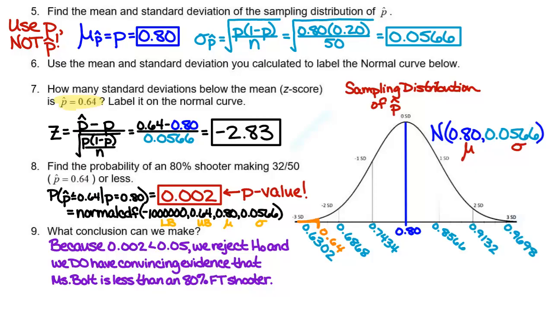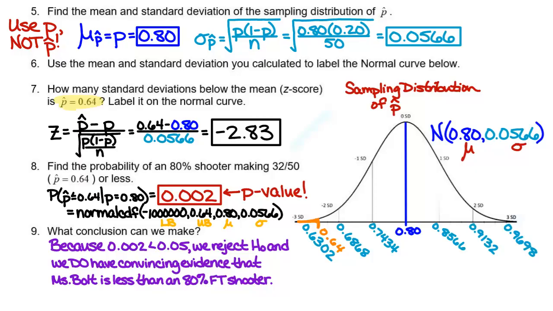Number 10 says, suppose that I really made 36 out of 50, or 72% of the free throws. Calculate and interpret the p-value and make a conclusion. So what would change here if it was really a 72%? Or sorry, if I really shot 72% instead of 64%? Would anything up here change? No, because this is using P, not P hat. So if P hat changes, this still doesn't change.